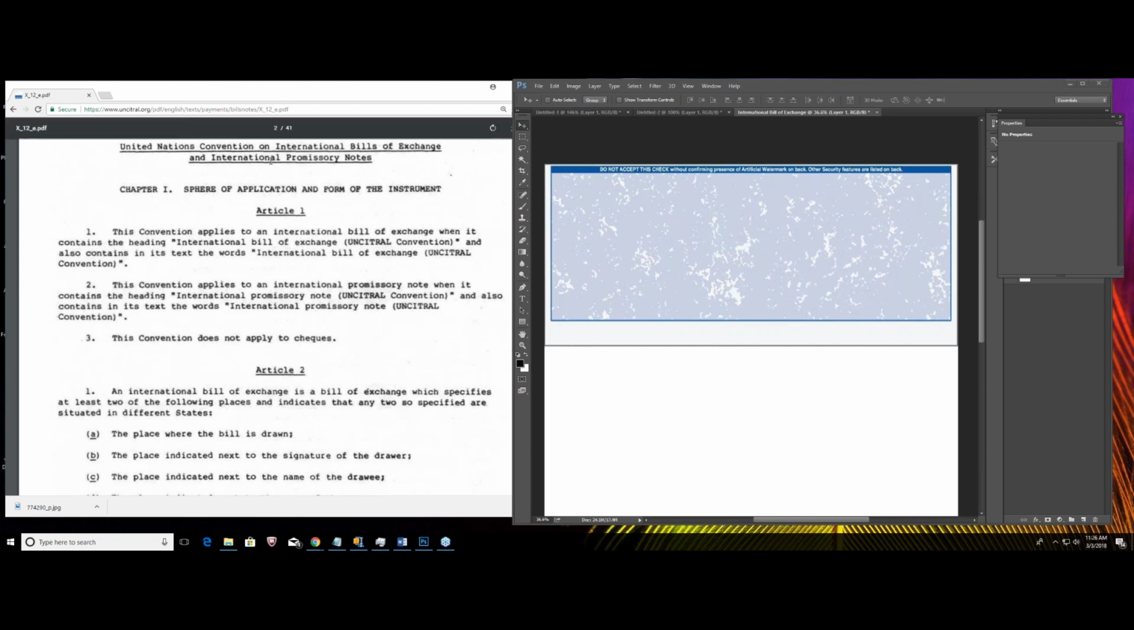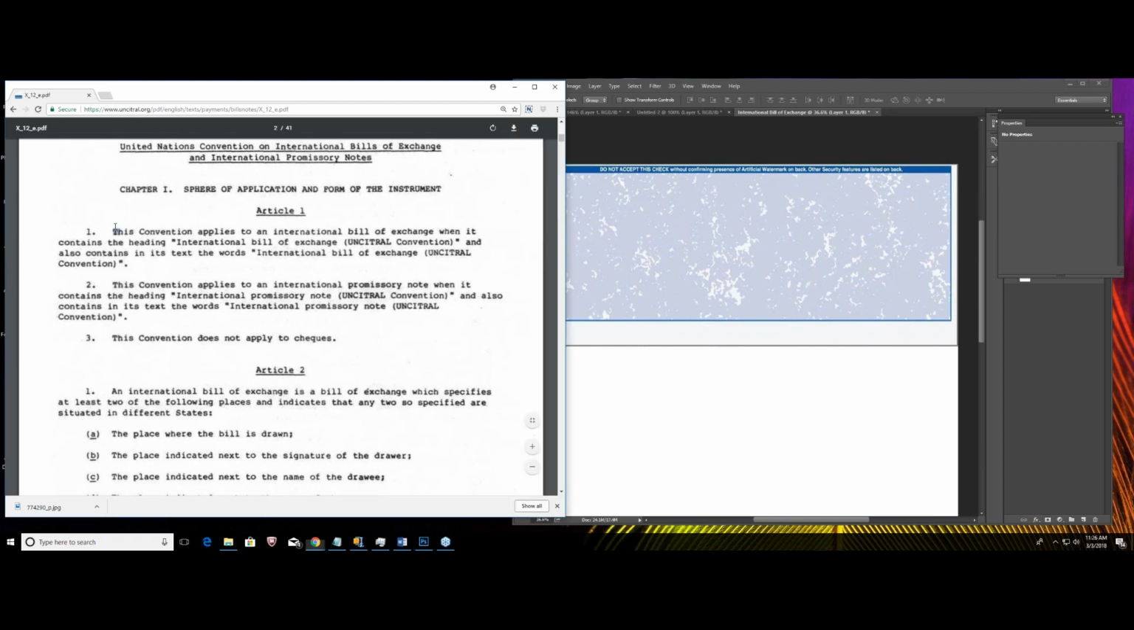So it says United Nations Convention on International Bills of Exchange and International Promissory Notes, Chapter 1, Sphere of Application and Form of the Instrument, Article 1. This convention applies to an international bill of exchange when it contains the heading International Bill of Exchange, UNCITRAL Convention, and also contains in its text the words International Bill of Exchange, UNCITRAL Convention. So right here, this is telling you that it has to appear twice on the document: in the heading, and somewhere in the text, somewhere in the body of the document, for it to apply.